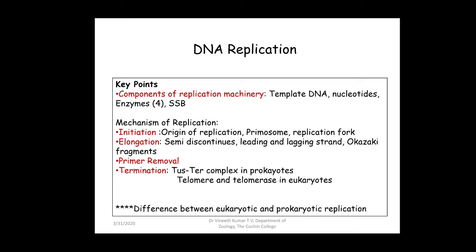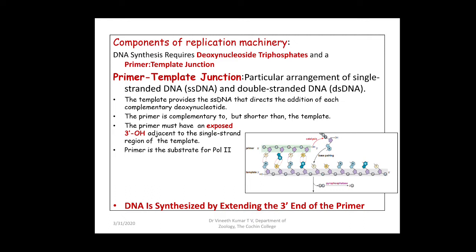So directly moving on to our topic without any delay, we'll start with the first of the key points, which is the components of the replication machinery. For DNA synthesis, it requires mainly the deoxyribonucleotides in the form of triphosphates and a primer template junction. So we'll discuss the primer template junction first and then move on to the other one.